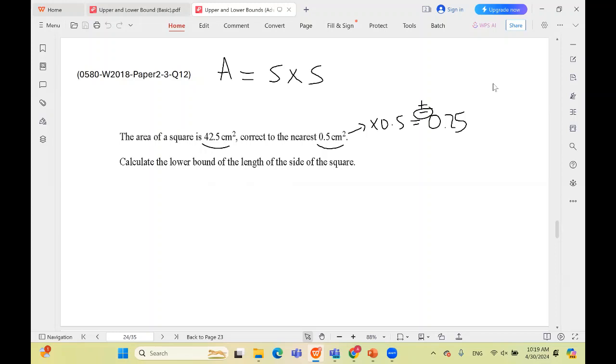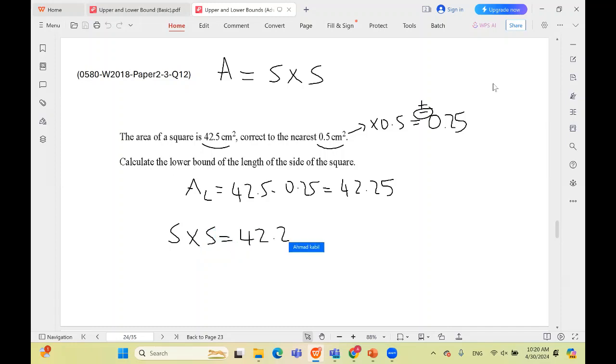So our lower bound for the area will be 42.5 minus 0.25. And this gives us 42.25. This is the area of the square. Now we want a side length that we multiply by itself to get 42.25. So this is algebra now. So S squared equals 42.25. So S will be the square root of 42.25.